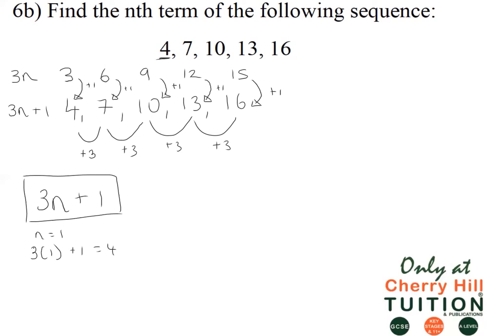Now let's try our third term. At our third term, n is equal to 3. So 3 multiplied by 3 plus 1 gives us 9 plus 1, which is 10, which is our third term. So we know that our answer is correct. Have a go at this question on your own without looking at my working out.